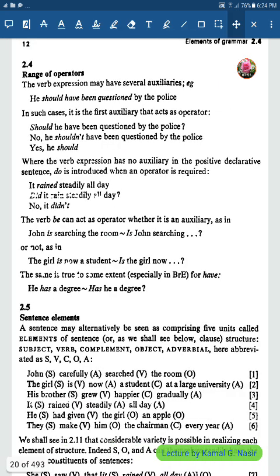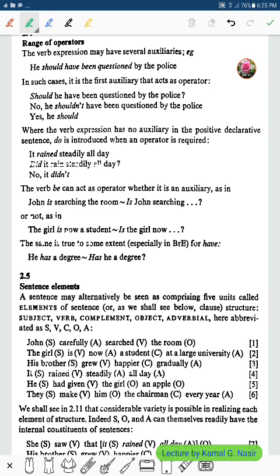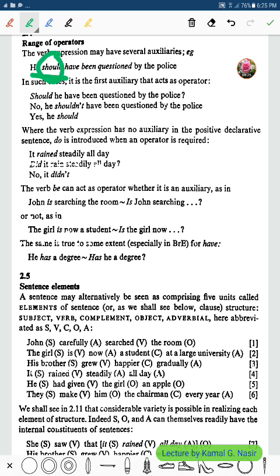Range of operators. Here we have different operators, or different auxiliary verbs. What are they? They are, for example, should. In "He should have been questioned by the police," how many auxiliaries are there? More than one auxiliary. Where is the operator? The first one is the operator.